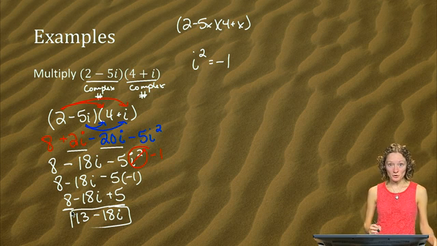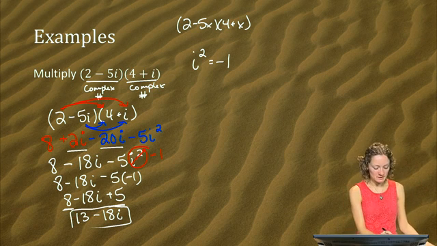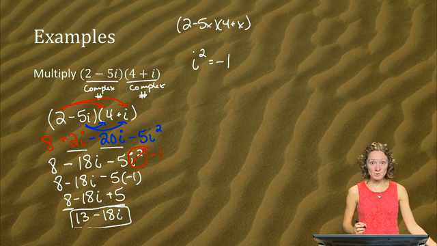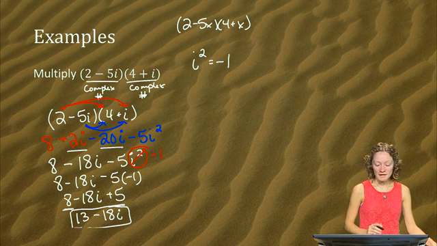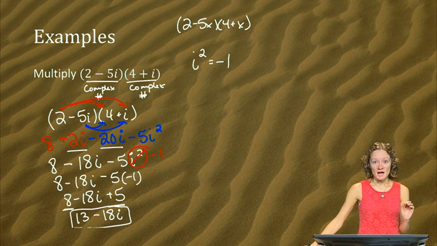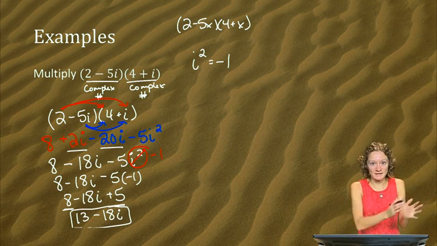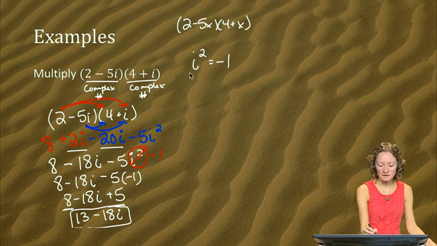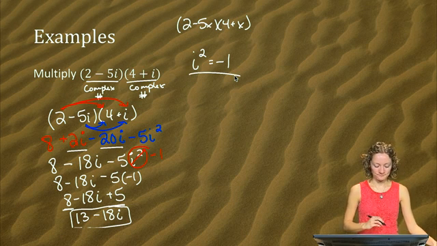They should be in this order, the real piece and then the imaginary piece. And so this is multiplying complex numbers. It's not any different than dealing with variables. Just think of that imaginary piece as a variable, but a variable that needs to be written second. And that i squared equals negative 1.